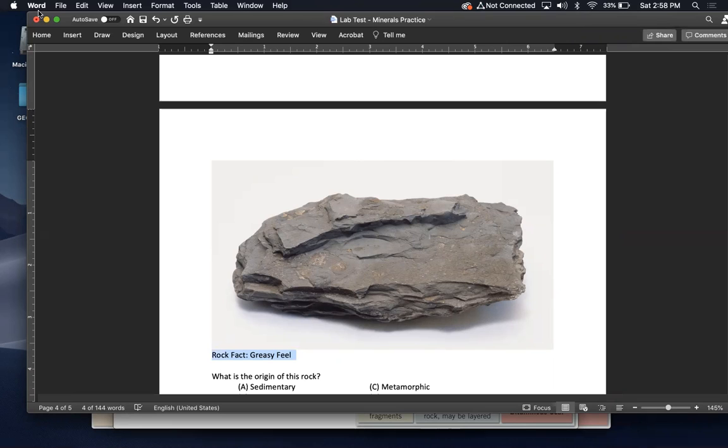The reason it feels greasy is because there are bits and pieces in this rock that are literally so small they're getting into the oils of your skin, and it gives you a greasy feel sensation to the rock when you're holding it. So it's very smooth and silky soft, basically, is what that means.